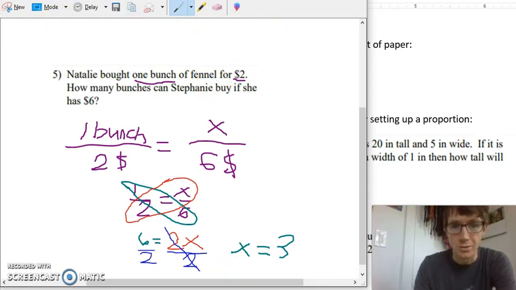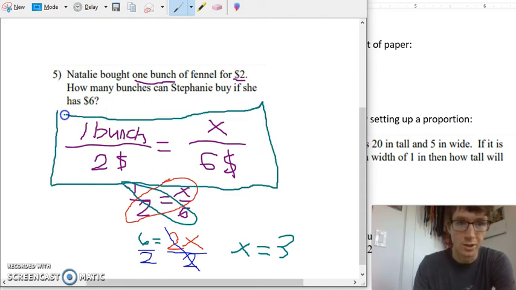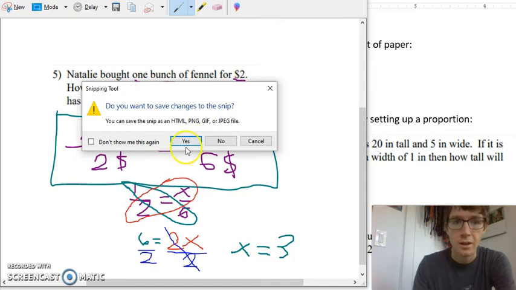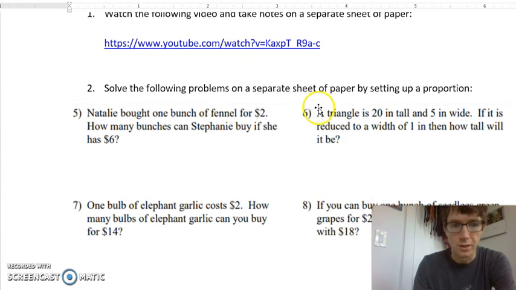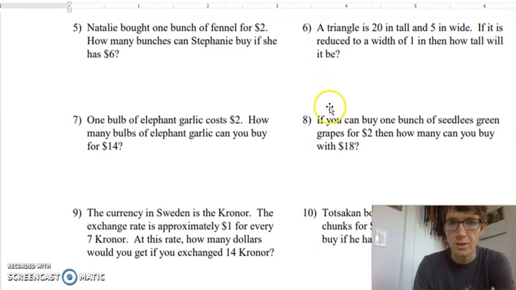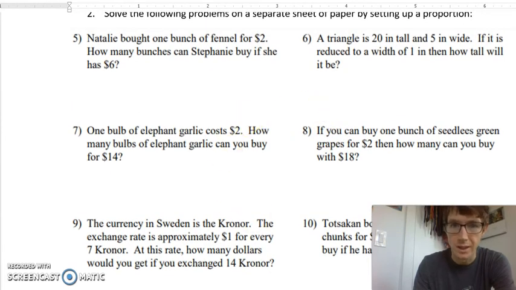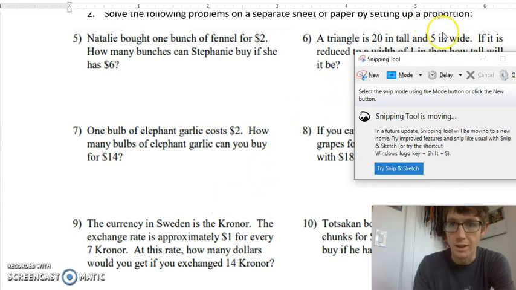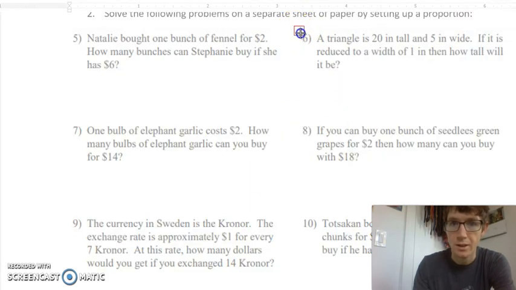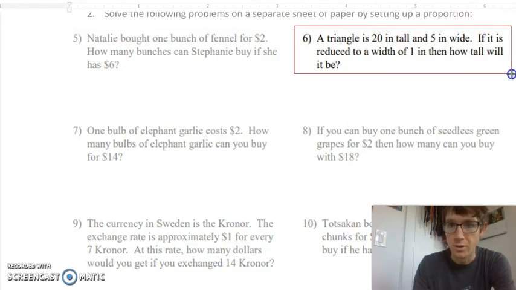Okay, so not too bad. What I want you guys to focus on is coming up with the correct proportion. If you come up with the correct proportion, the actual math isn't that bad. Okay, so real quick, I'll do number 6. Number 6 says that a triangle is 20 inches tall and 5 inches wide. If it is reduced to a width of 1 inch, then how tall will it be?